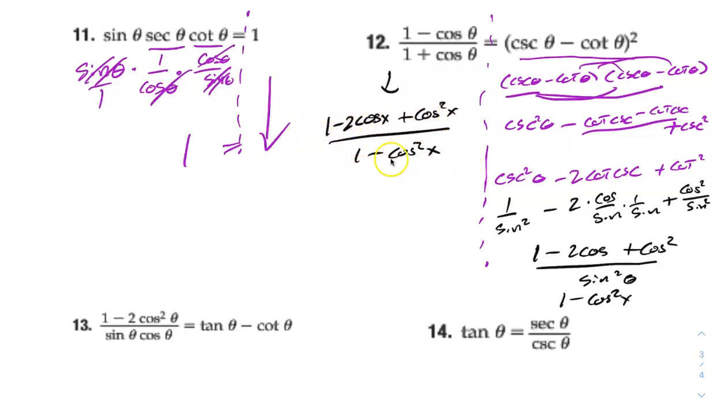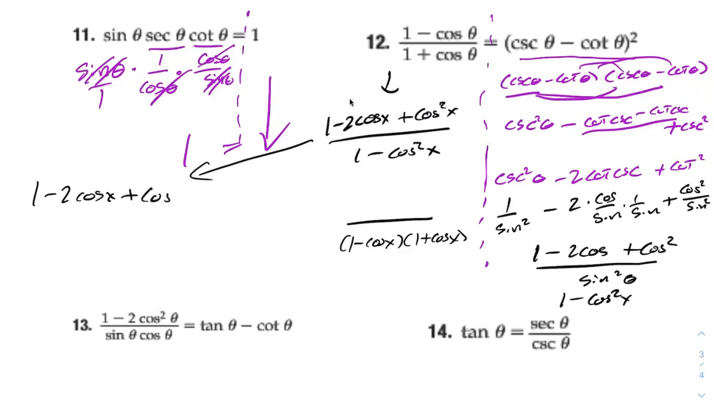If you look at the bottom here, that's the difference of two squares. That's like 1 minus x squared. So the bottom is the easy part. It's just 1 minus cosine x, 1 plus cosine x. Right, so I have 1 minus x squared, 1 plus x, 1 minus x. The top, let's write it over here so you can see a little better, is 1 minus 2 cosine x plus cosine x squared. So it's like saying 1 minus 2x plus x squared.